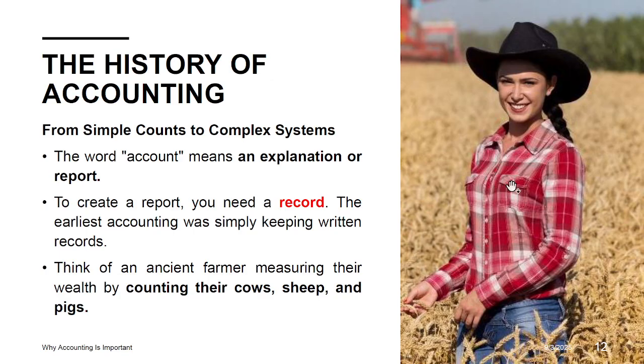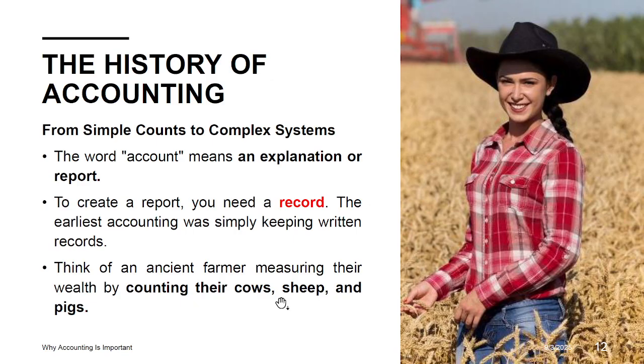So now we take a look back at the history of accounting. Let's look at the history, right? The word account simply means an explanation or a report. To create a report, you need a record, right? So you need the information, the data, the time, or something like this. The earliest forms of accounting were about keeping written records. So they keep all the information of how much they spend, how much they earn.